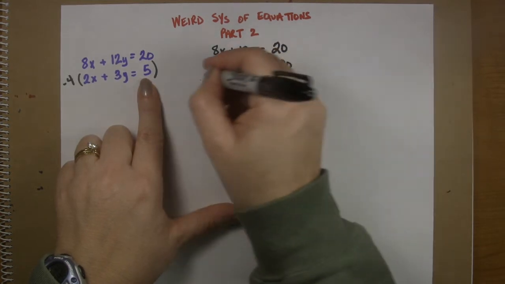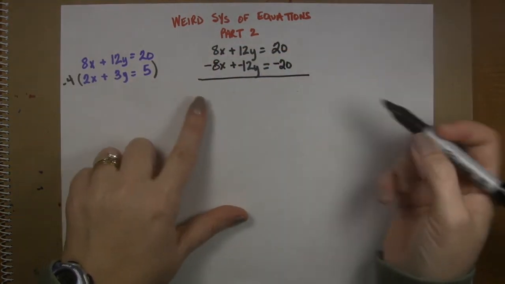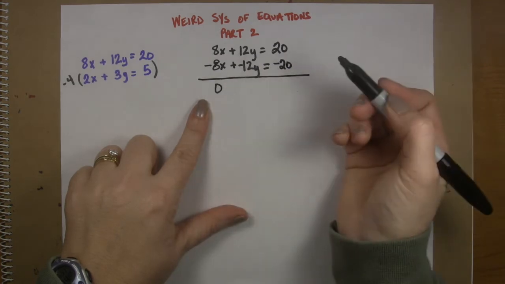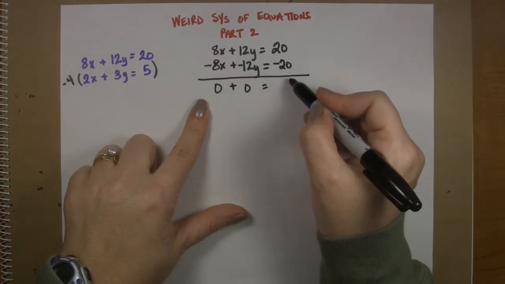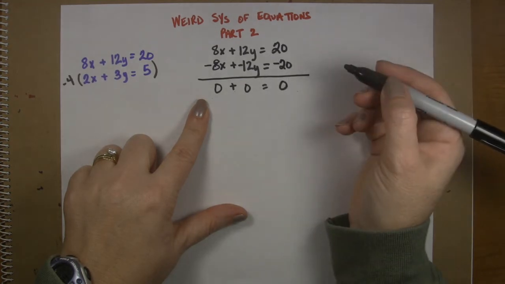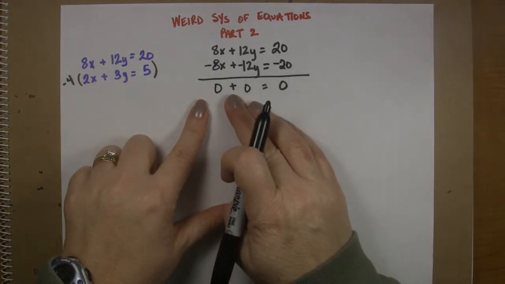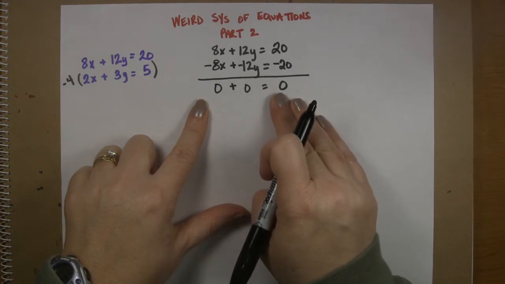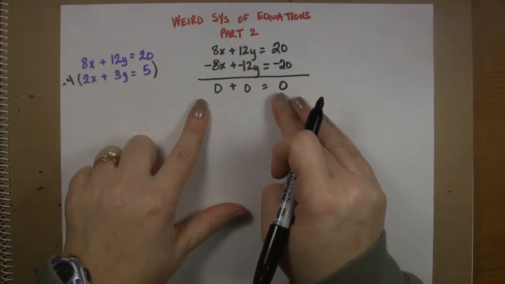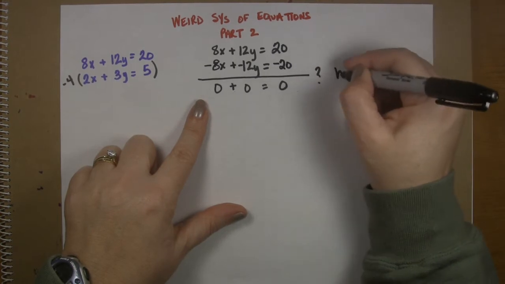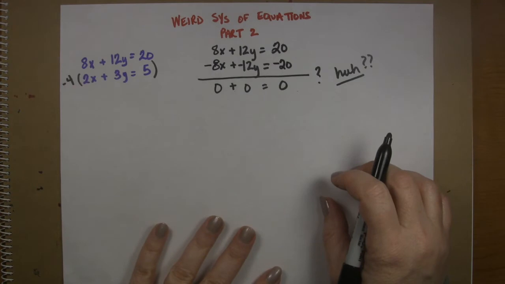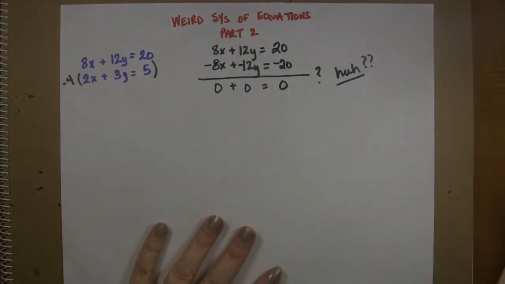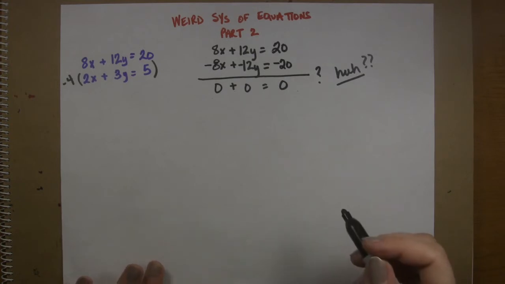is a negative 20. So now when I go to add things together, my x's cancel out, so I get 0. My y's cancel out, so I get 0. And the other side of my equation cancels out, so I get 0. So I have on this side of the equation 0, and I have on this side of the equation 0, which really is kind of confusing because we were supposed to be able to get a value for x or y, and now everything just went away, so we have the value for nothing. So that's why we call this weird.